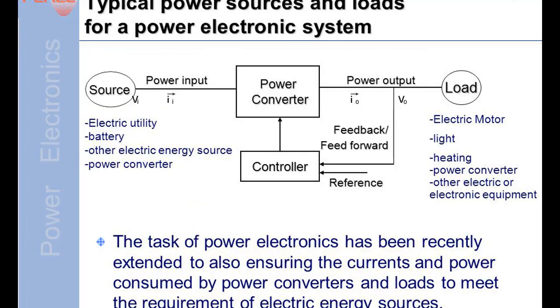Typical power sources and loads for a power electronic system: source, electric utility, battery, other electric energy source, power converter, load, electric motor, light, heating, other electric or electronic equipment. Feedback/feed forward, controller, reference. The task of power electronics has recently been extended to also ensuring the currents and power consumed by power converters and loads meet the requirements of electric energy sources.